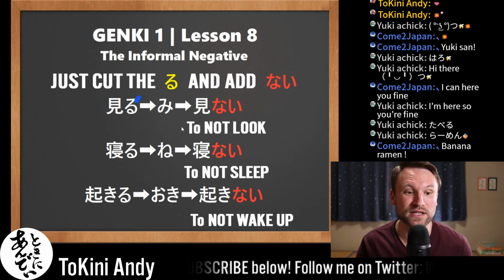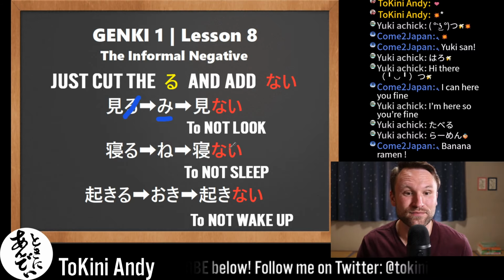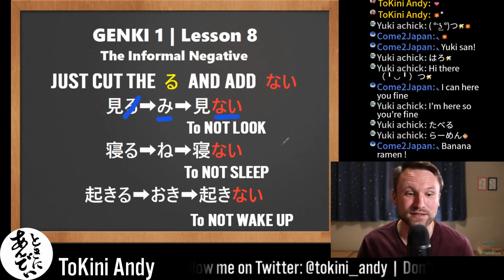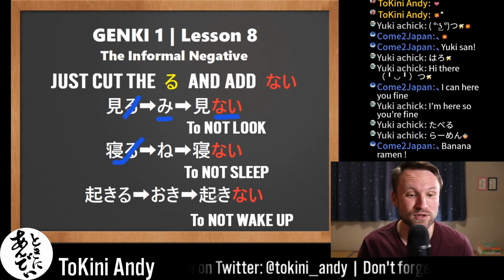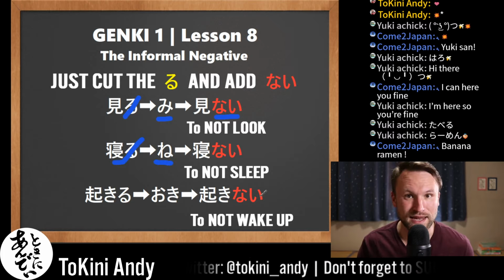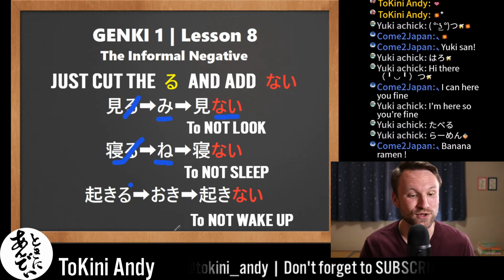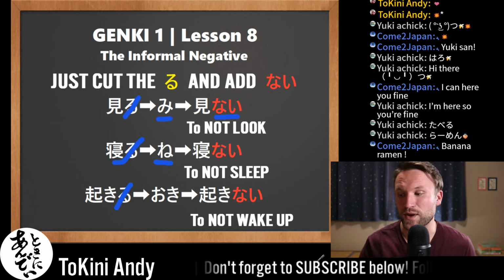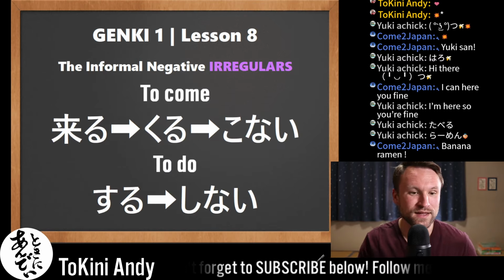So those are known as ichidan verbs. And for those, you just cut the ru. You're left with mi for miru. And you add nai. So miru becomes minai, to not look. Neru, cut the ru. You're left with ne, nenai. Okiru, you cut the ru. You're left with oki. You get okinai, right? To not wake up. Awesome.